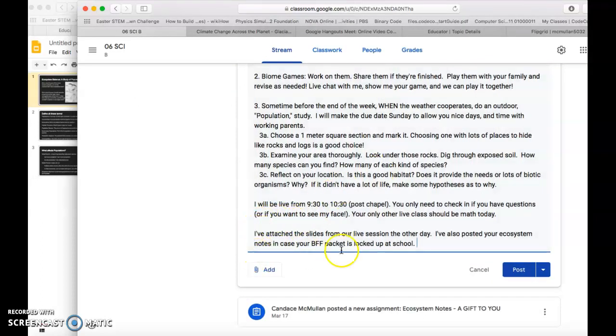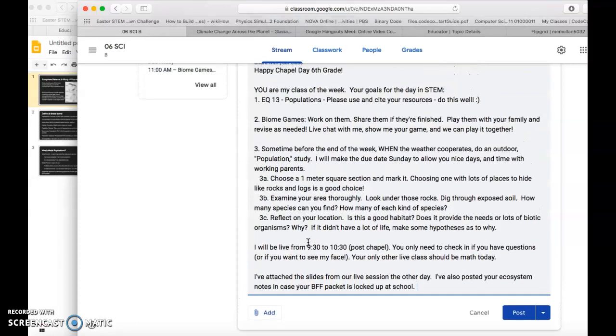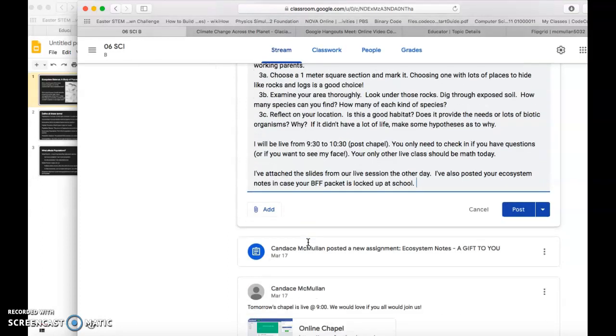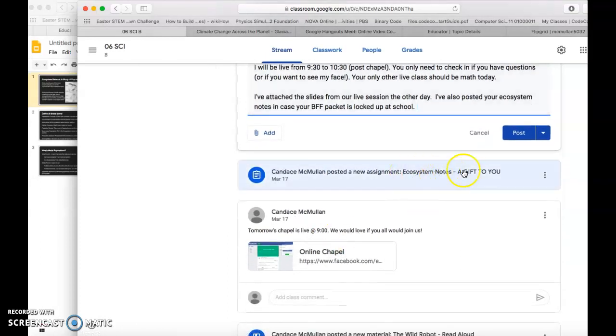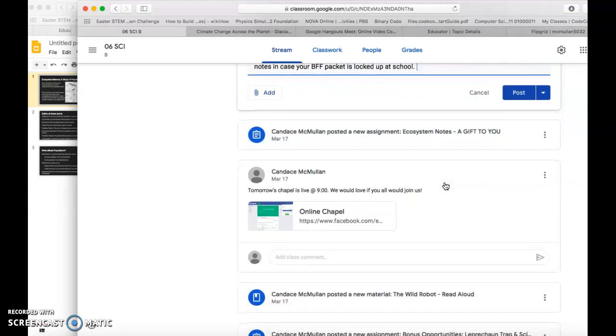I also know that a lot of people left their BFF packets at school. And so, as promised, I did retype those notes for you, and they are attached right here, ecosystem notes. It says a gift to you because I wanted you to know that it's not really an assignment, but it is in the sense that you want to make sure that it's in your drive, and I want you to add pictures and comments. It's a study tool to help you succeed with next week's test.